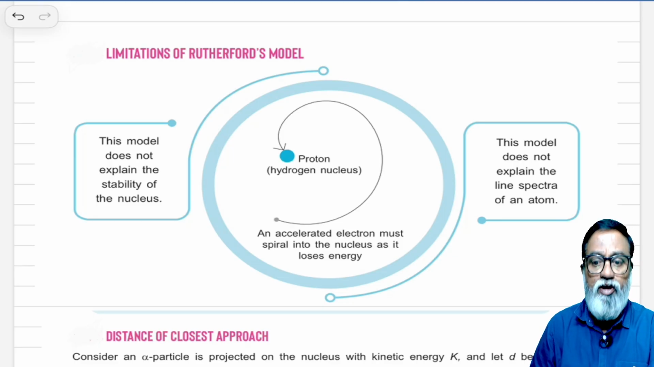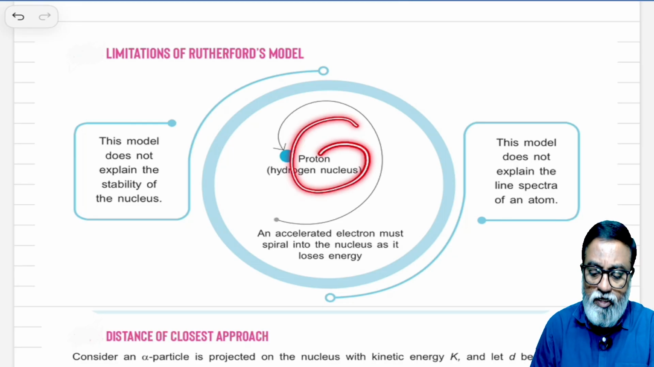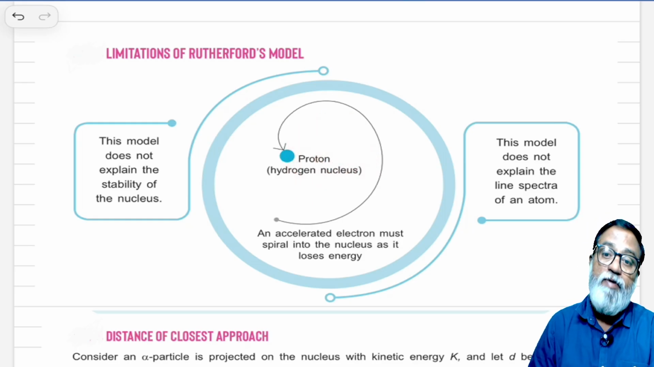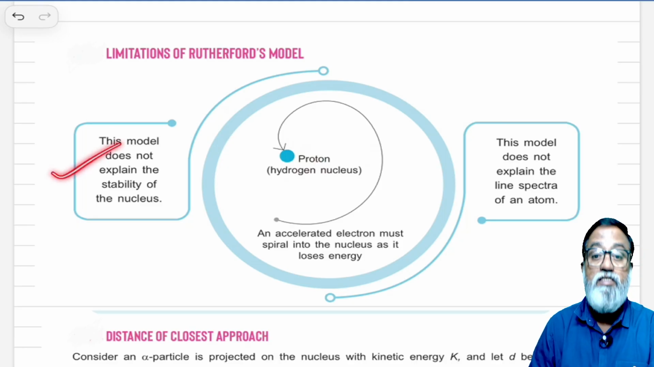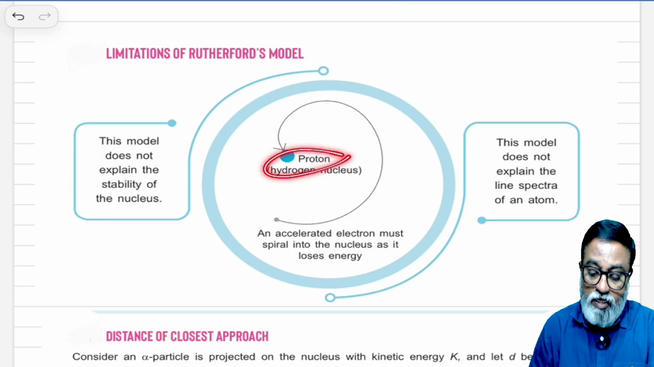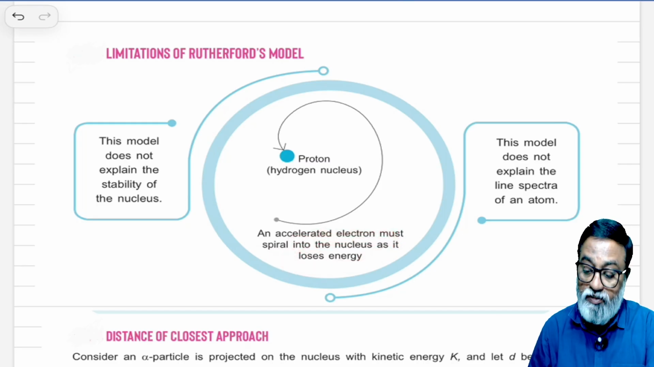This energy will be lost, and finally it rotates like this and finally falls into the nucleus. But it is not happening. Therefore, this thing is not explained by the Rutherford model. So, here, proton, this is the hydrogen nucleus. An accelerated electron must spiral into the nucleus as it loses energy.